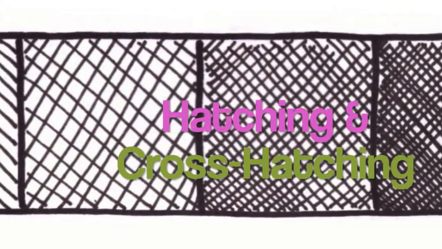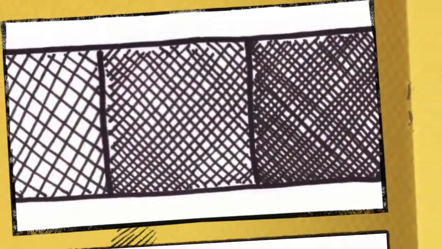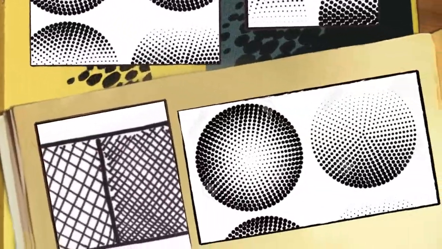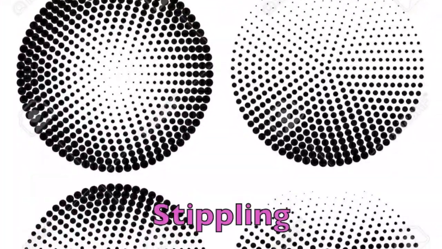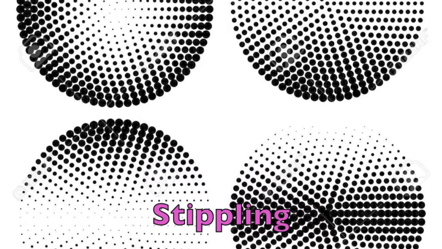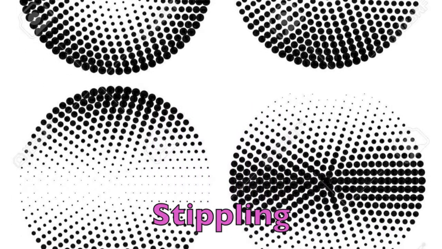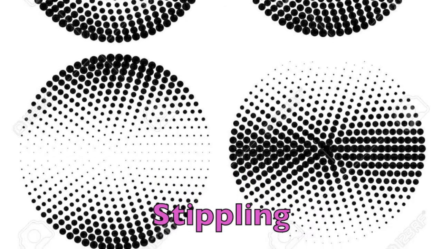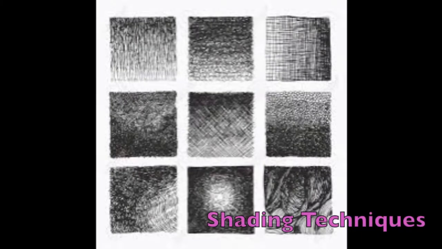Please note that the closer the lines are together, the darker they look. And this is stippling. Stippling is shading with dots. And again, notice that the closer the dots are together, the darker it looks. And here's a whole host of different shading techniques that you can use with a pen.